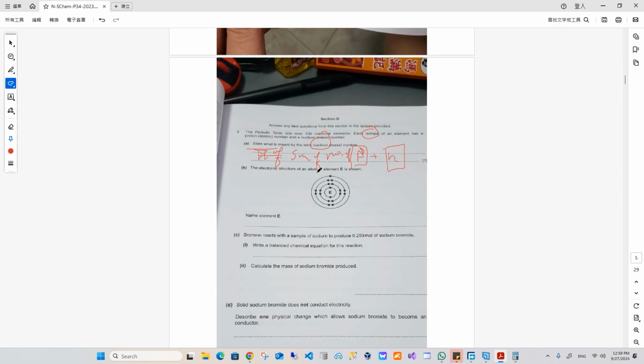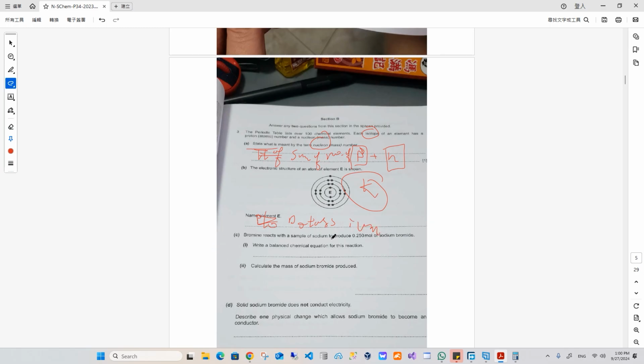The atomic structure of an atom of element E is shown below. 2881. If you're familiar with this, 281 is potassium. Name element E. Potassium.